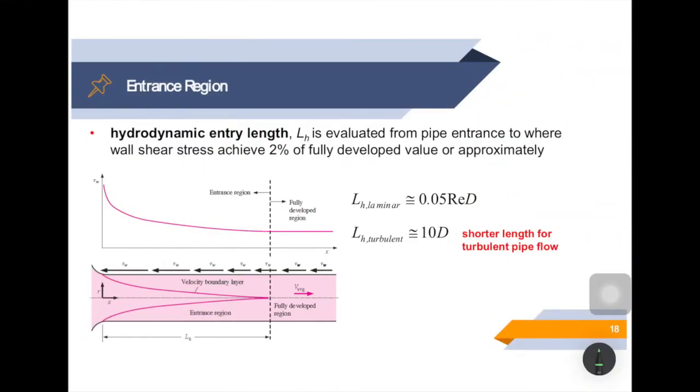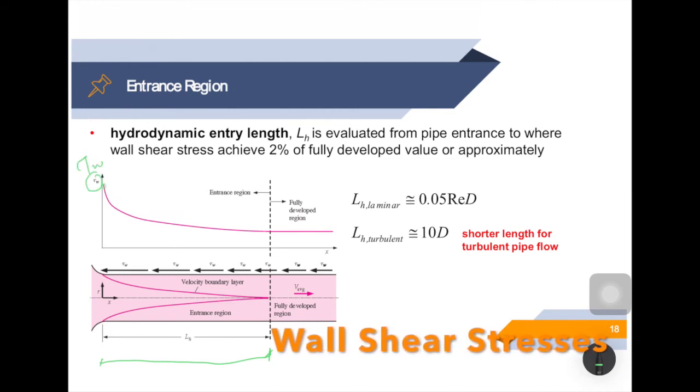So let's take a look at the hydrodynamic entry length. If you consider fluid flow in the hydrodynamic entrance length, the wall shear stress, tau_w, is the highest. So initially the wall shear stress is very high. It is the highest at the pipe inlet, where the thickness of the boundary layer is smallest.